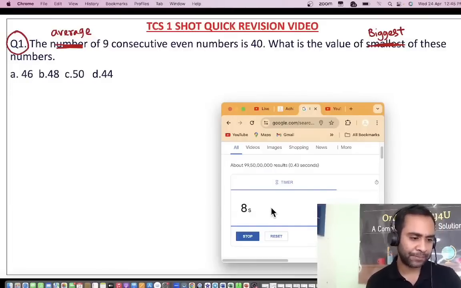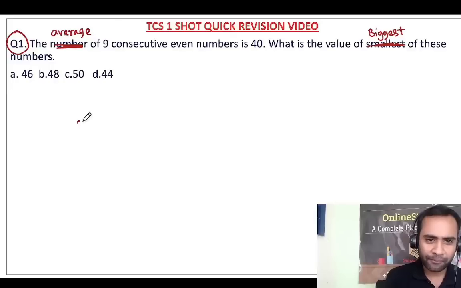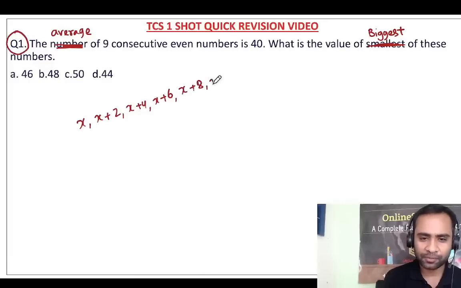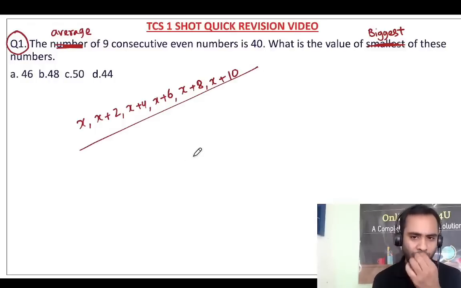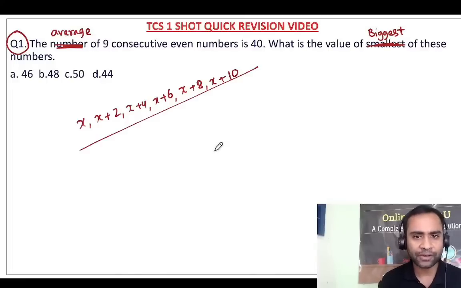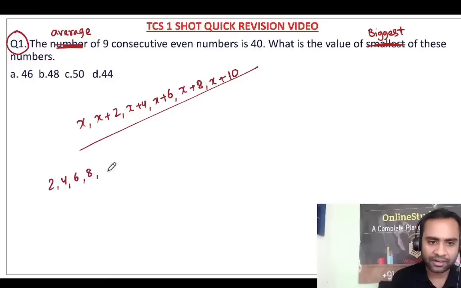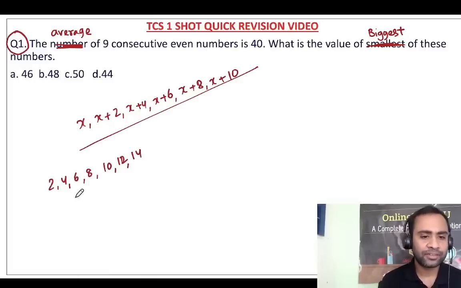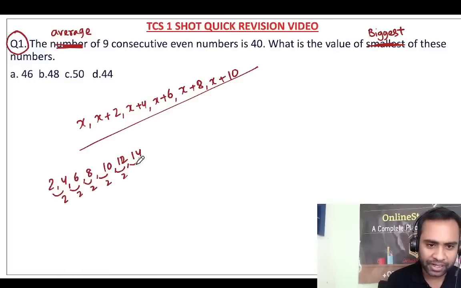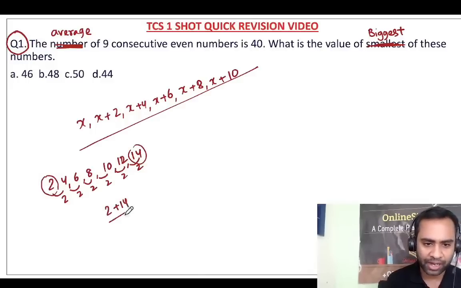Now your time is almost done. 32 is the least and 48 is the highest. See how many of the students will do it: first number x, then x plus 2, x plus 4, x plus 6, x plus 8, x plus 10, like that. But what I am telling you is, you have 9 consecutive even numbers. If I ask you 2, 4, 6, 8, 10, 12 and 14, what will be the average? You said when the difference is the same, the average will be first number plus last number divided by 2, that means it is 8. Sir, 8 is the middle number.